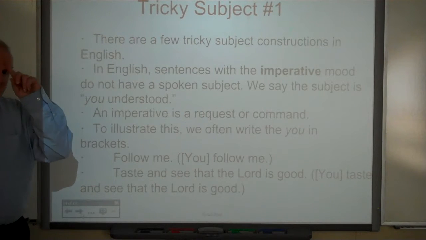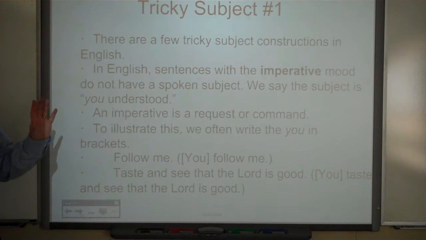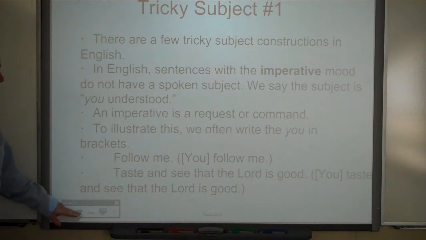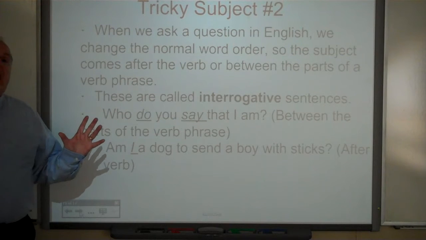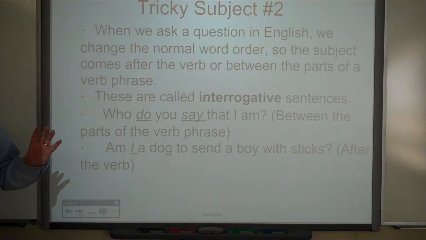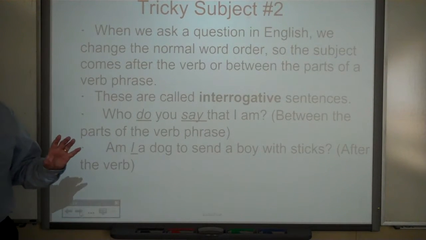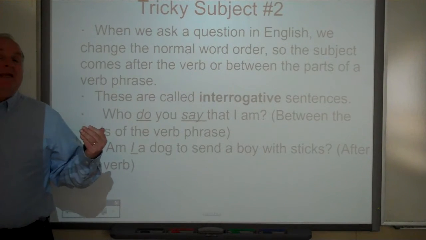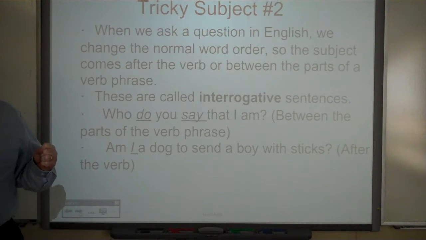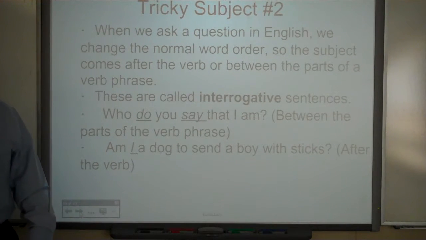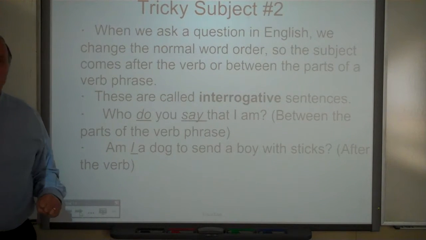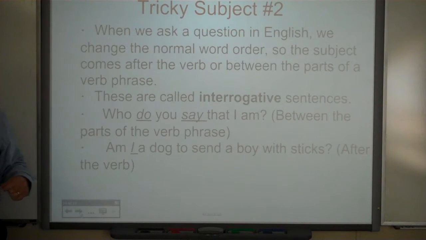Okay, so if you have an imperative sentence, there may not be an actual subject in the sentence, but we understand it's you. When we ask a question in English, we usually change the word order of the sentence. So the subject will come either after the verb or between the parts of the verb if it's a verb phrase. And these, of course, are called interrogative sentences. When you interrogate someone, you ask them questions. So a sentence that asks a question is called an interrogative sentence.